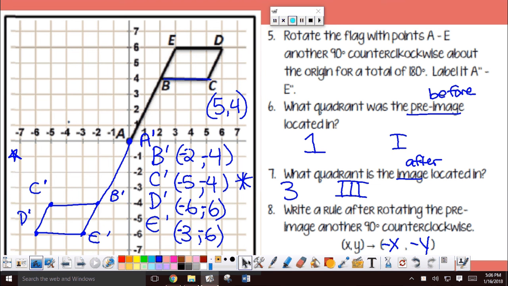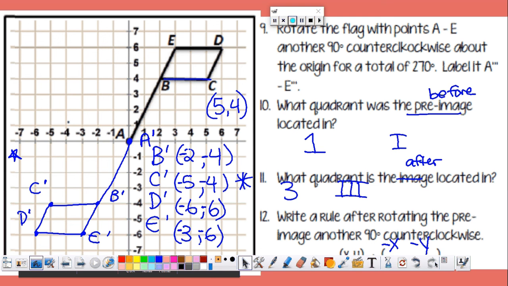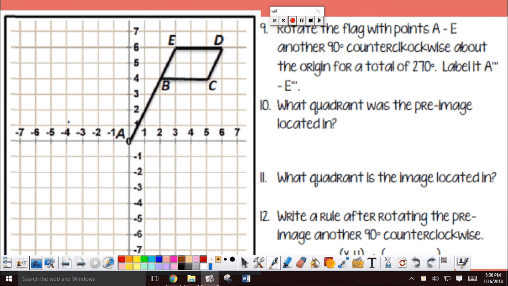All right. Last one we're going to do. Now, we are going to rotate the flag with points A through E another 90 degrees counterclockwise about the origin, now for a total of 270 degrees. So 270 is how many 90-degree turns? Well, 90 plus 90 plus 90 is 270, okay?